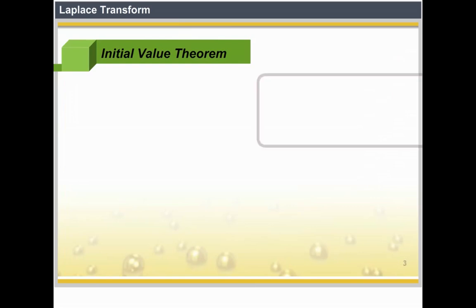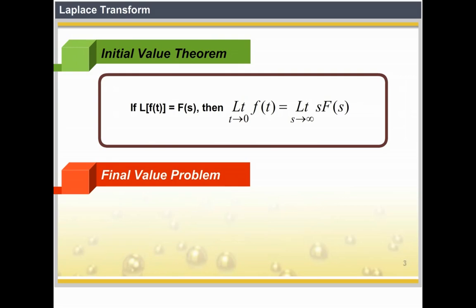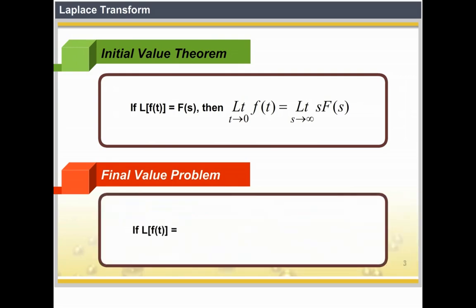Initial value theorem. If L of f(t) equals F(s), then the limit as t tends to 0 of f(t) equals the limit as s tends to infinity of s times F(s). Final value theorem. If L of f(t) equals F(s), then the limit as t tends to infinity of f(t) equals the limit as s tends to 0 of s times F(s).